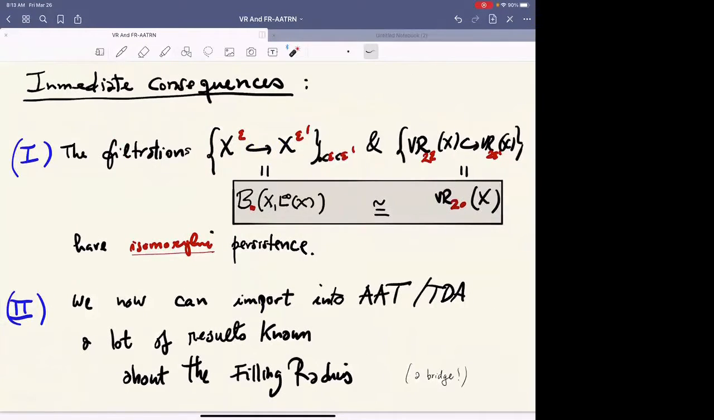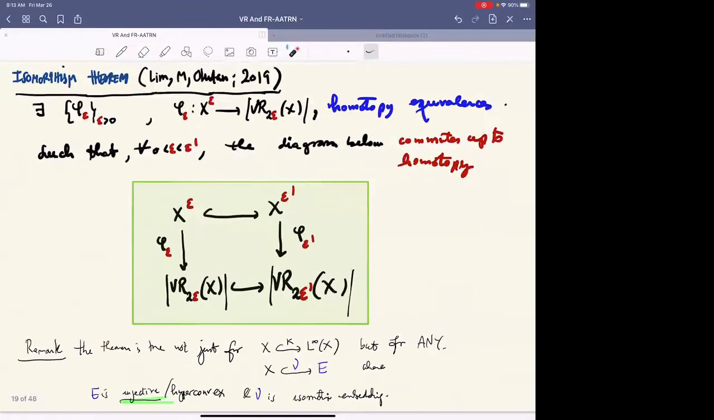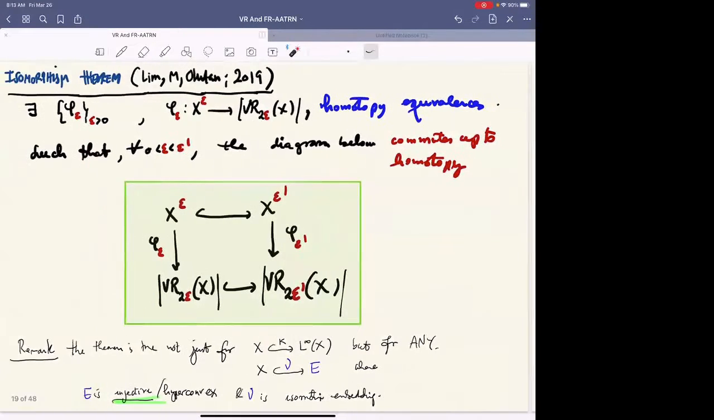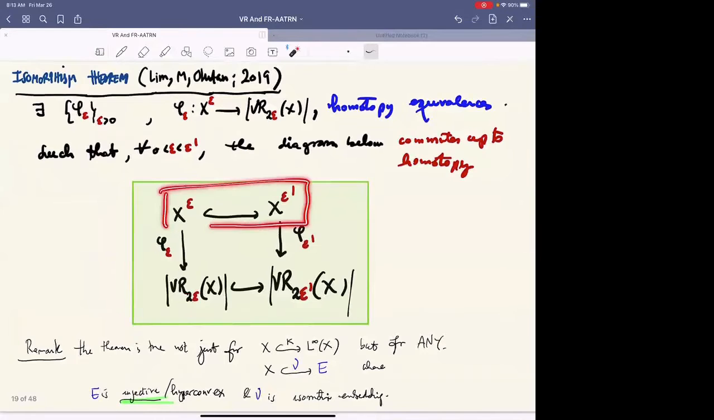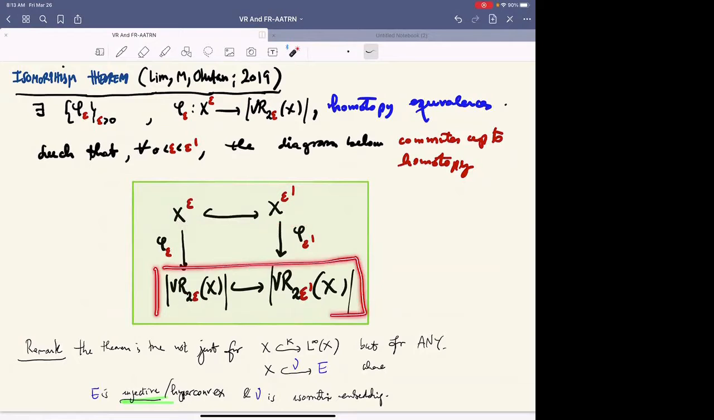So some immediate consequences are, well, first of all, because of this commutativity up to homotopy, if you apply homology, then you're going to have that the persistent module induced by the top line and the one induced by this row will be isomorphic.